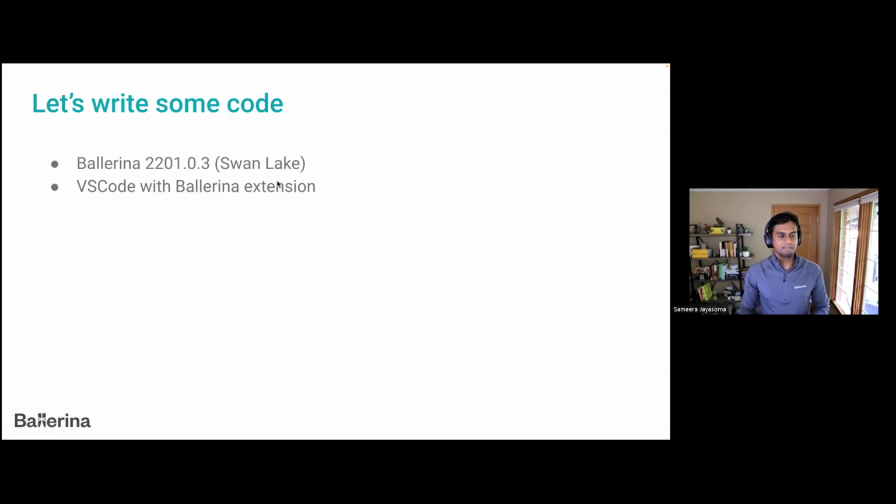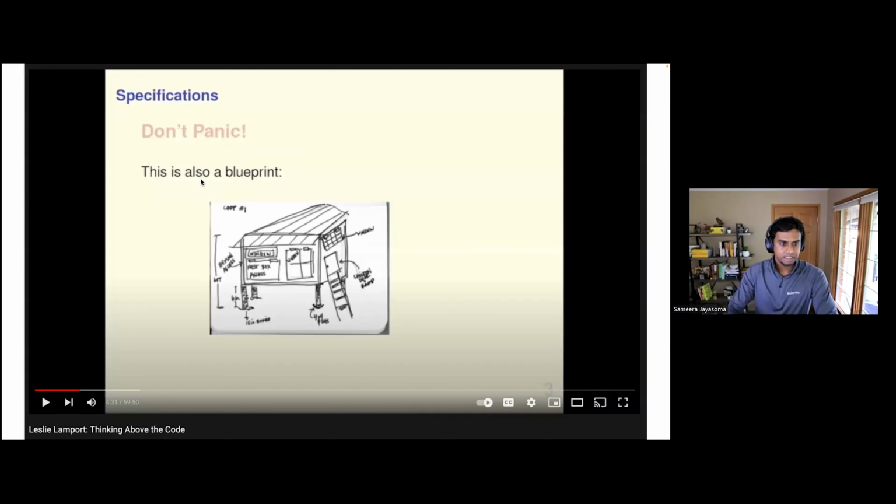So I think it's time to write some code. I'm using this Ballerina version, which is the latest version available on our website. We version Ballerina using famous ballet names: Ballerina Swan Lake, Nutcracker, Giselle, I don't know the next name. And then we have a version number so that we can compare and write machine readable code. I'm using VS Code with the Ballerina extension. Before I jump into code, I want to show you what I'm going to write at a high level. I just came up with this talk a few days ago.